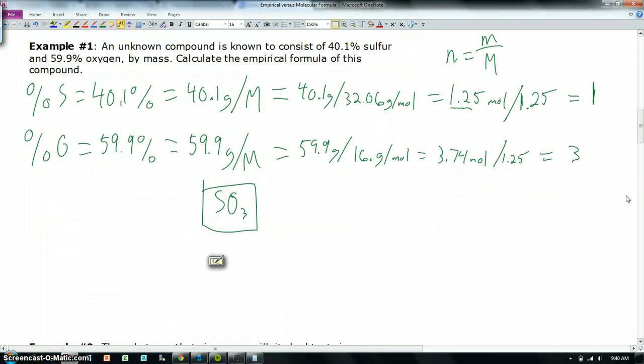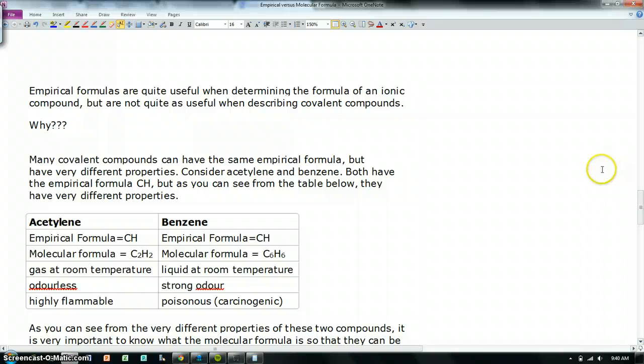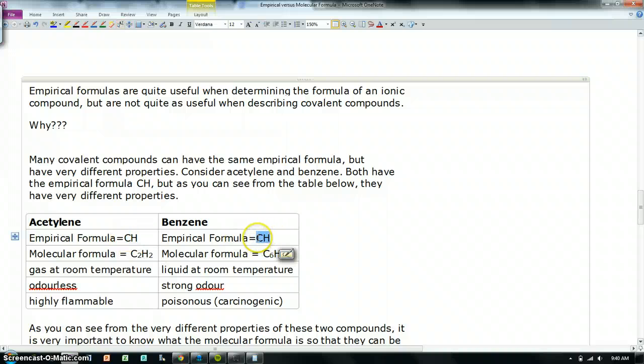So now you can see here we have an empirical formula, but we don't know the actual molecular formula. This is the basic lowest ratio, but we're not sure if this is the actual molecular formula. And this is an important piece of information, because if you look at acetylene, it has an empirical formula of CH. Benzene also has an empirical formula of CH. However, their molecular formulas are very different. Acetylene is C2H2, and benzene is C6H6.